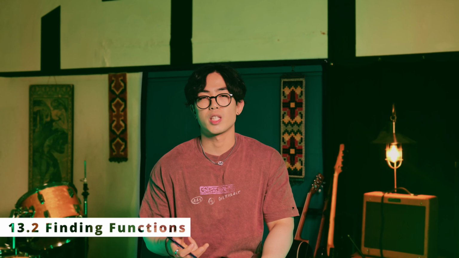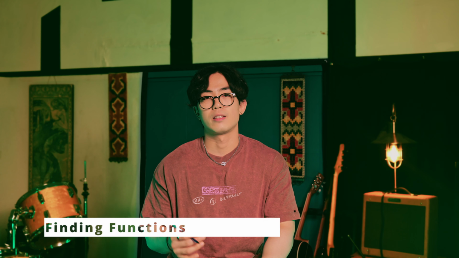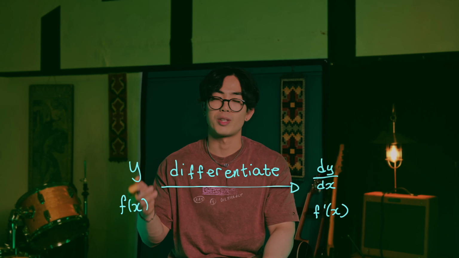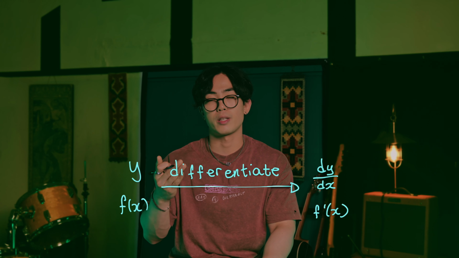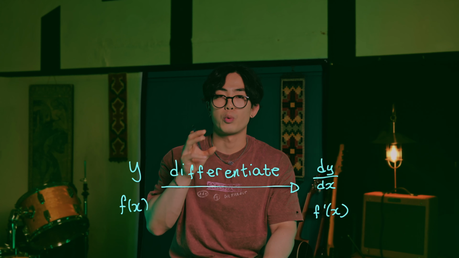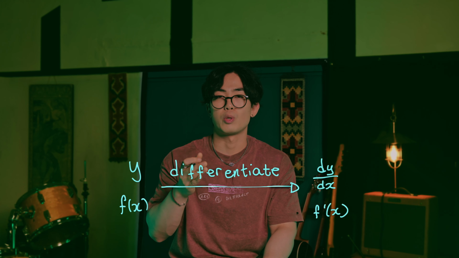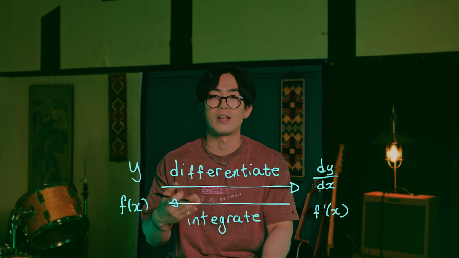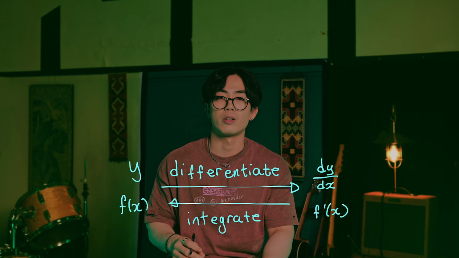Alright, so in the previous video, we briefly touched upon the fact that differentiation and integration are opposite or reverse processes, right? So remember this diagram here where we had y or f of x. If we differentiate it, we get dy by dx or f prime of x. And so if we were given the derivative, we would have to integrate to go back to the function. So this is what we're going to try and do. We're going to try and find the original function if given the derivative.